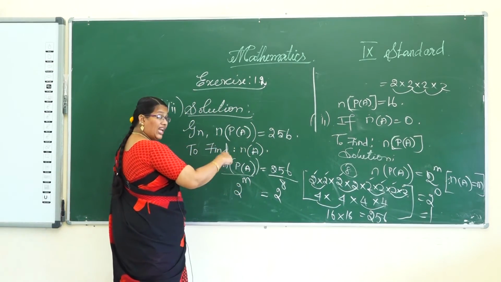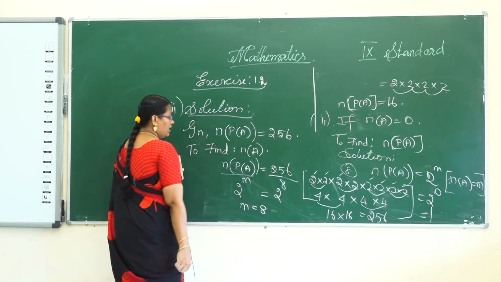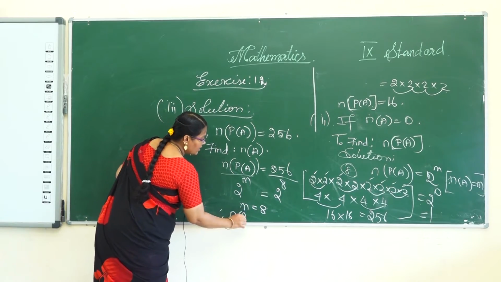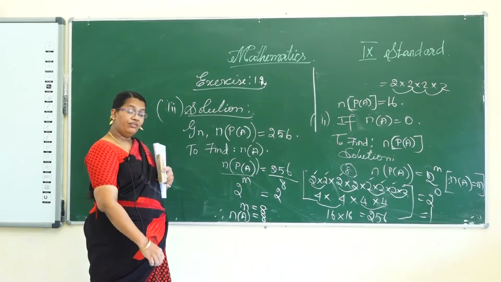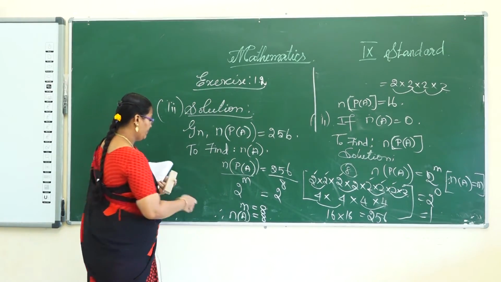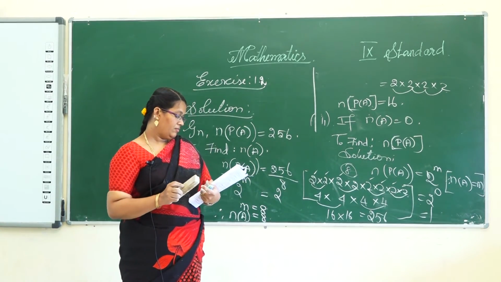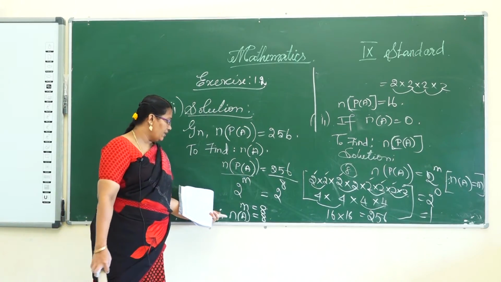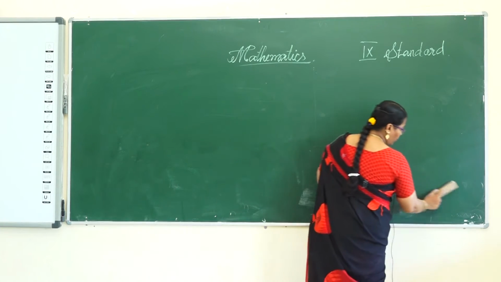The bases are the same, so equating the powers, m is equal to 8. M is equal to 8 means n of A, the number of elements, is 8. Hence proved. Therefore, the number of elements n of A is equal to 8. That's it.